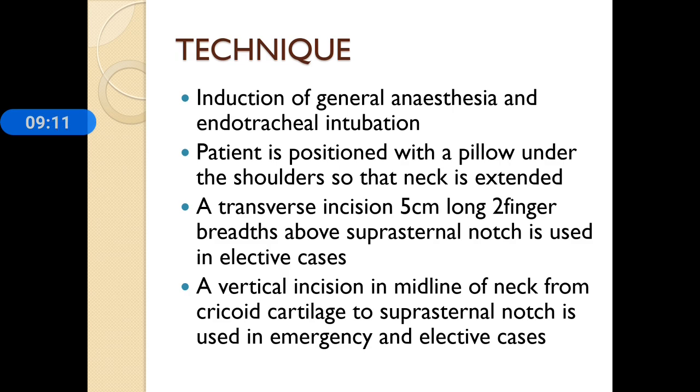So what's the technique for an elective tracheostomy? You have to induce general anesthesia and then do the endotracheal intubation. The patient is positioned with a pillow under the shoulders so the neck appears extended. A transverse incision 5 cm long is placed 2 finger breadths above the suprasternal notch, and this is used in elective cases. Now you can also use a vertical incision in the midline of the neck from the cricoid cartilage to the suprasternal notch, and this can be used in emergency as well as elective.